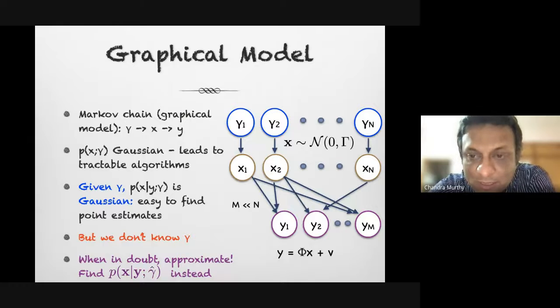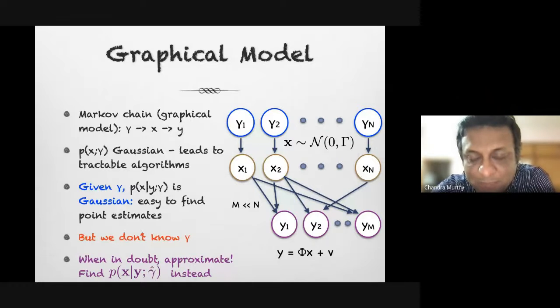Inspired by this one, there are also other priors. There's a spike and slab model and a variety of priors. The most general version is what is known as a Gaussian scale mixture model, and that Gaussian scale mixture model has a lot of these models as special cases. Under that general prior model, you can still derive a tractable algorithm. So this is not the only choice.